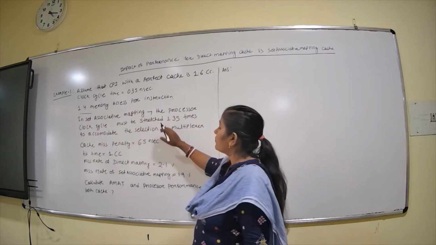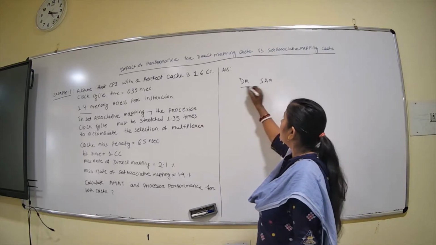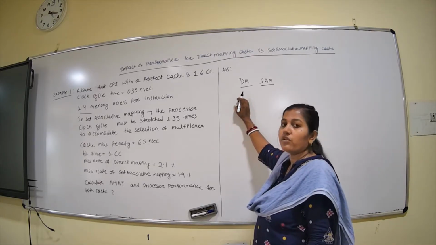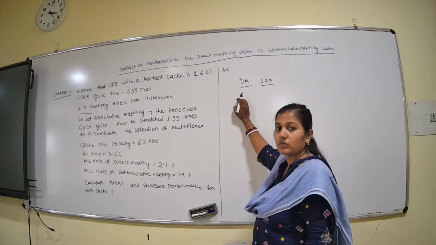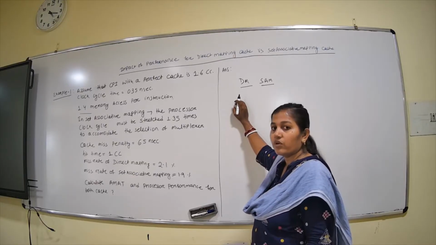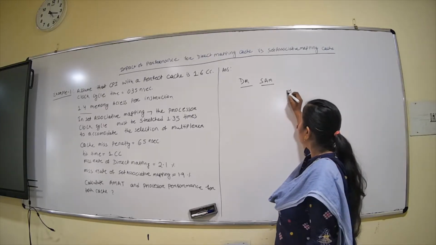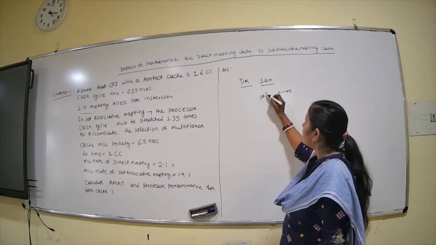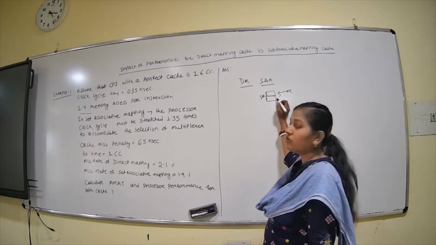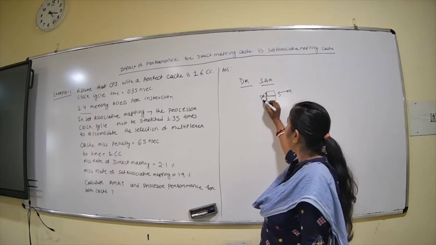In associative mapping, the difference from direct mapping is this. In direct mapping, we already know in which block the main memory block will be present. Yes or no? In direct mapping, one main memory block will map to only one cache memory block. But in set associative mapping, one main memory block will map to a set of cache blocks. A set may be two-way set associative, that means in one set there are two cache blocks. So now we should know in which block it is present.